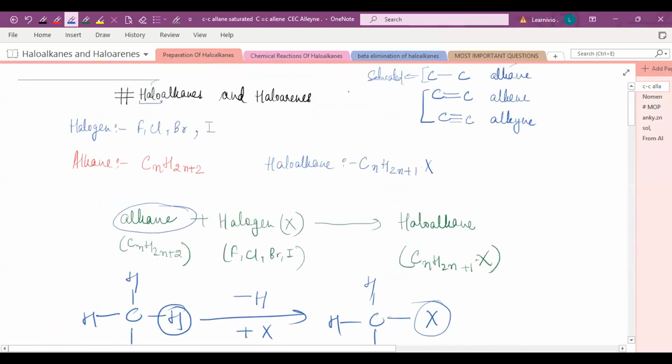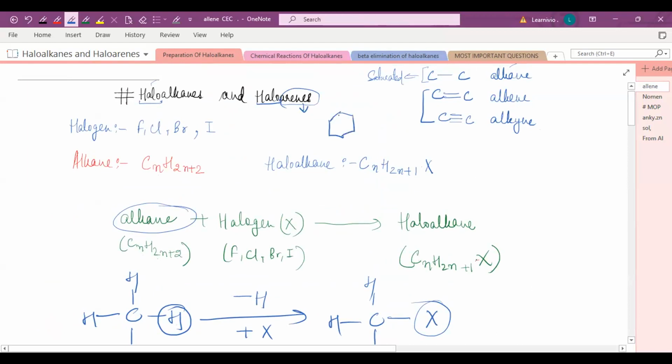Similarly, haloarenes. So what is haloarenes? Halo means halogen, and what is arene? Arene is basically known as aromatic. For an aromatic type of compound we just use arene. And what is an aromatic type of compound?